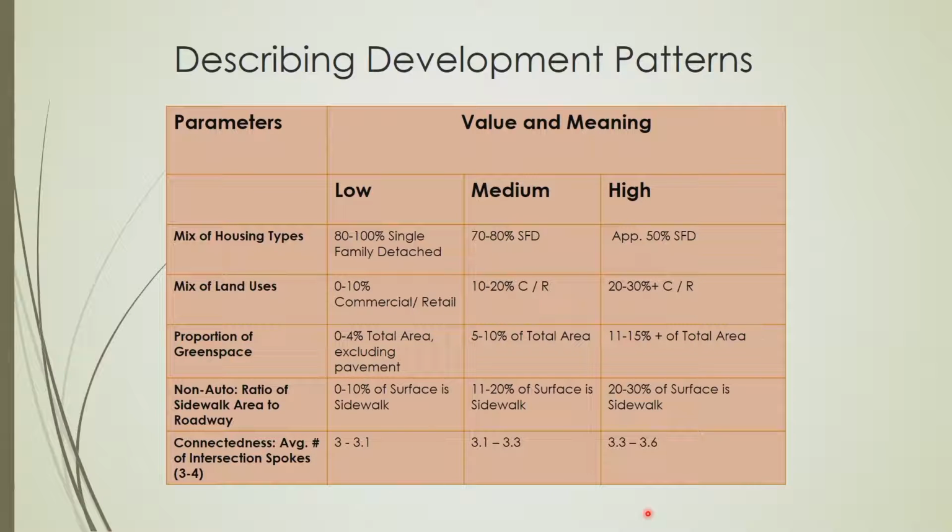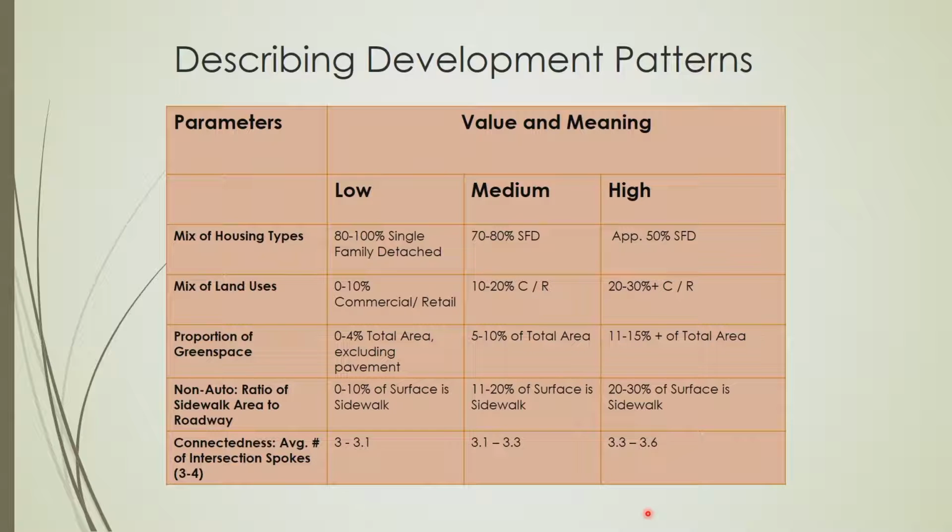So, sitting down with the planner, how do we talk about this? Let's talk about a mix of housing types. In a suburban environment, what would be typical low-end and high-end mixtures of single-family detached versus multifamily housing? The parameters that we came up with said that anything from 80 to 100% single-family detached would be a low mix. Obviously, it's all single-family detached. Medium would be if you have about 1 in 4 that are some kind of multifamily unit. High would be if half of them are some kind of duplex, apartment, something like that. Again, in a suburban setting.